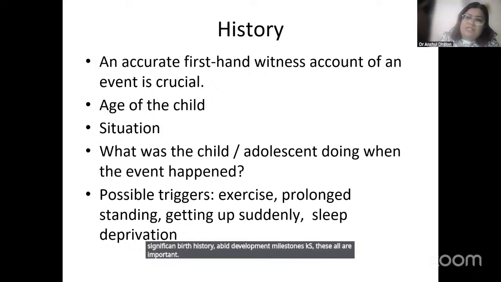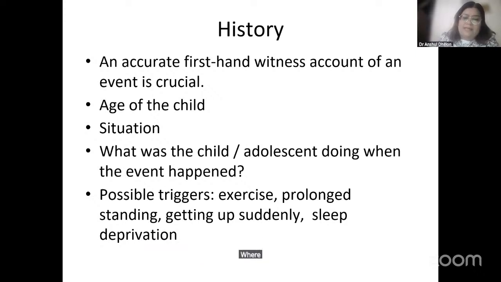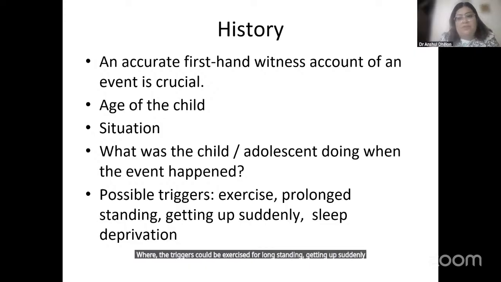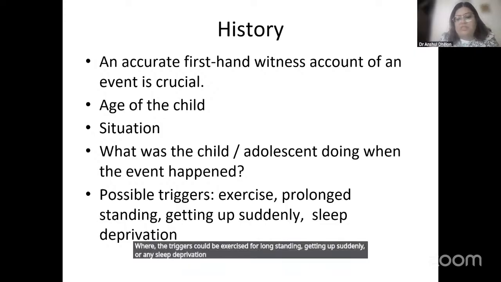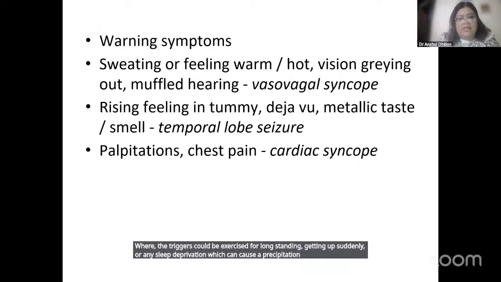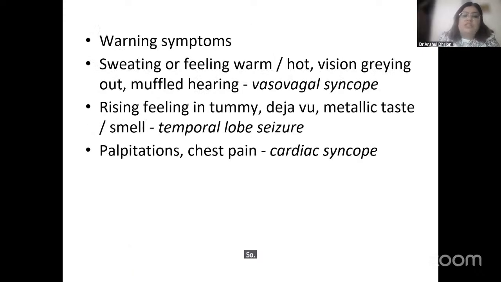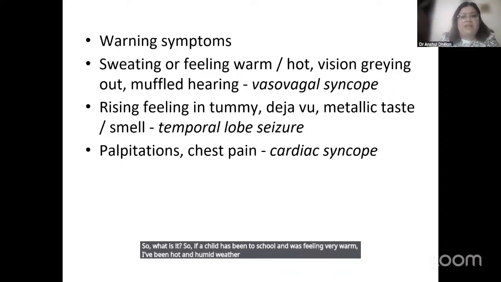So there could be some potential triggers, like in syncope, which always mimics a seizure, where the triggers could be exercise, prolonged standing, getting up suddenly, or sleep deprivation, which can precipitate a seizure attack. So warning symptoms: if a child has been to school in hot and humid weather and was feeling very warm, and the vision was gray, and he could hear muffled hearing, it could be a syncope.